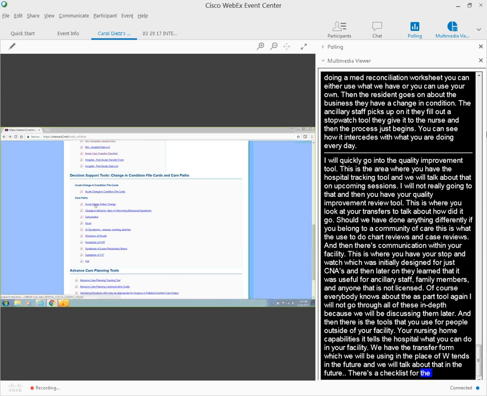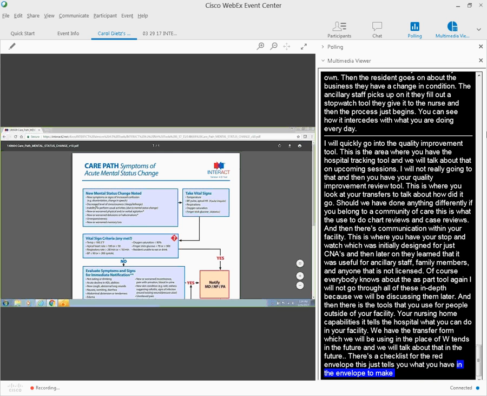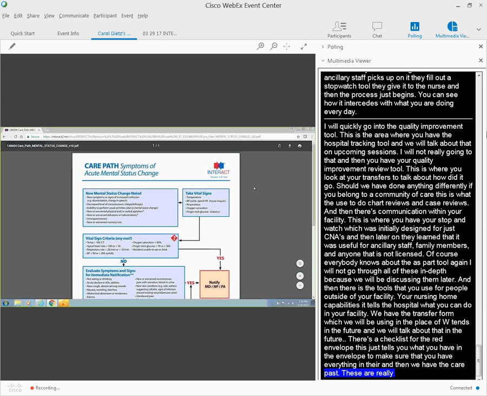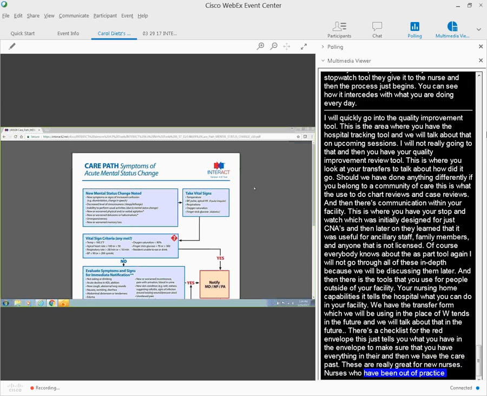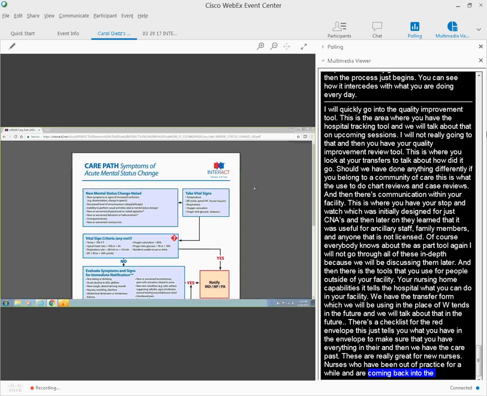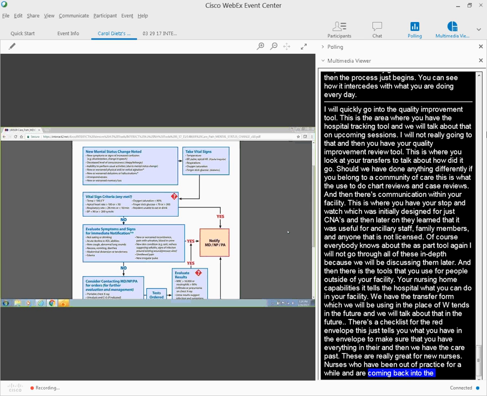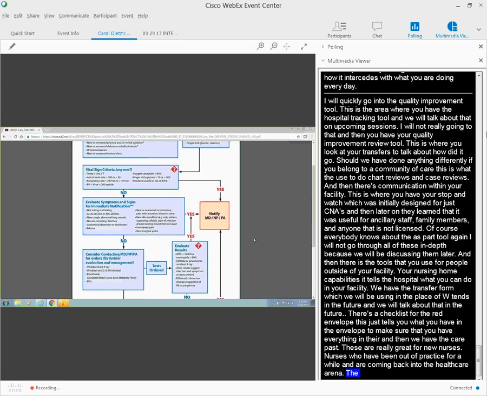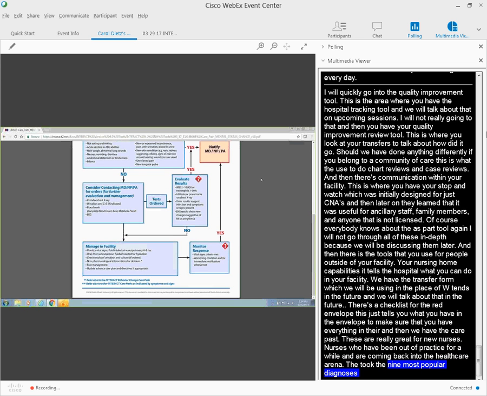And we have the care paths. These are really great for new nurses, and nurses who have been out of practice for a while and are coming back into the healthcare arena. Interact took the 9 most popular diagnoses and built care paths for these. It guides the nurse at the time, asking these questions, and based on what your answers are, it guides you on what you should do next. And we'll talk about those more later too.